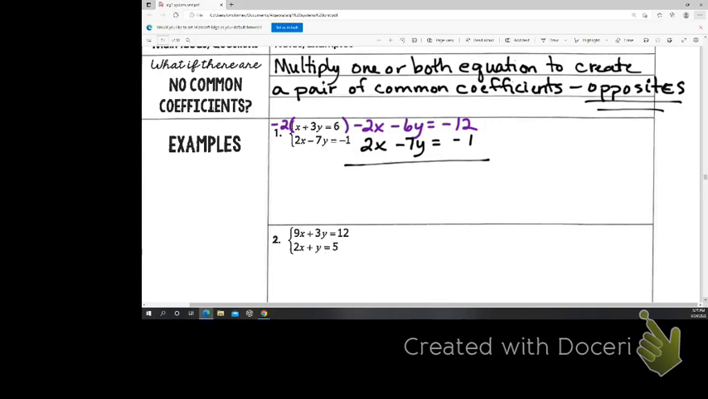After I've done that, then it's like what we were dealing with before, because now we have common coefficients. So I have a pair of opposites. So -2x, +2x cancel out, they're gone. There is no more x. -13y is equal to -13. We divide, so y is +1, and once again we still need to plug it in.